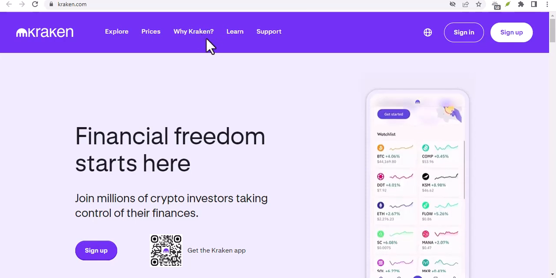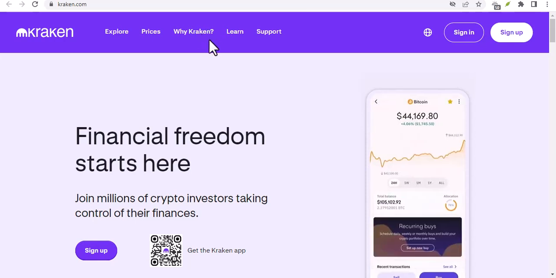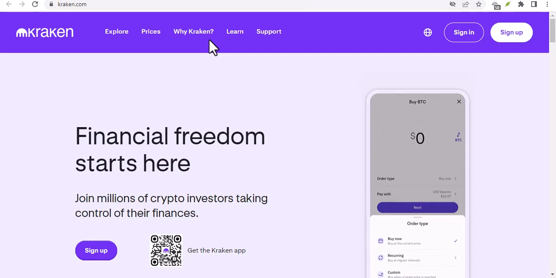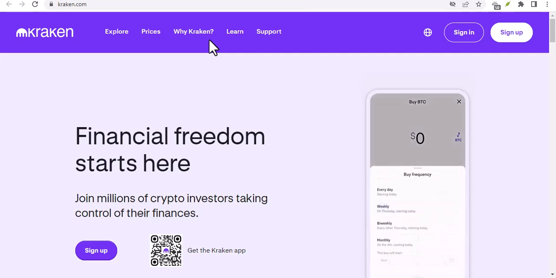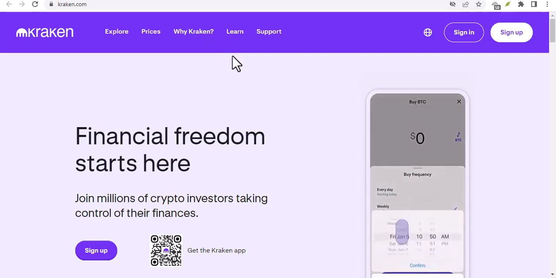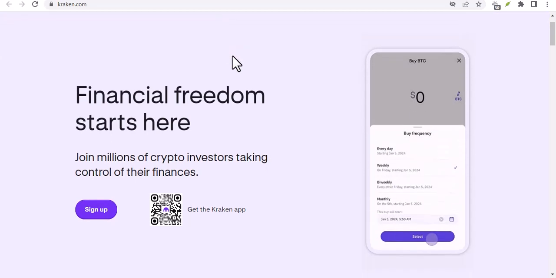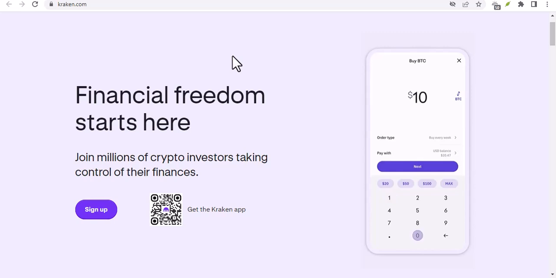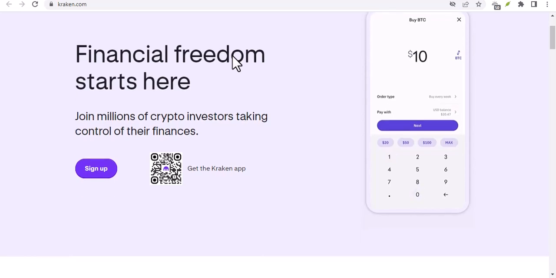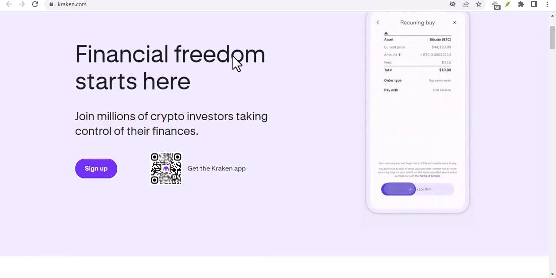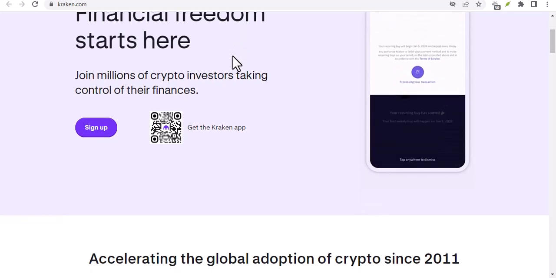Ever heard of Kraken, that crypto exchange known for its advanced trading features and robust security? And what about USDT, the stablecoin that's become a cornerstone of the crypto world? Well, today, we're diving deep into whether Kraken supports USDT. Buckle up, because we're about to unravel the mysteries of this crypto pairing.